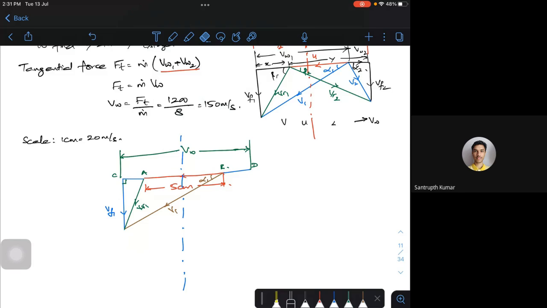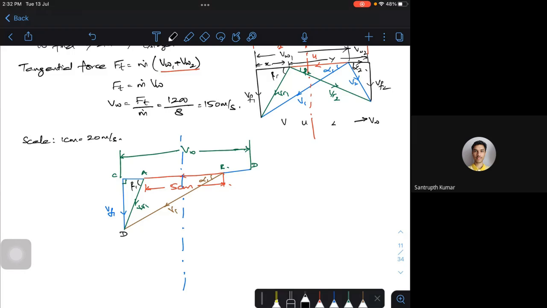You can call this point D. So now I got the inlet velocity triangle with all the components. Now I can measure this angle, which is beta 1. Beta 1 is also equal to alpha 2, and alpha 1 is equal to beta 2.